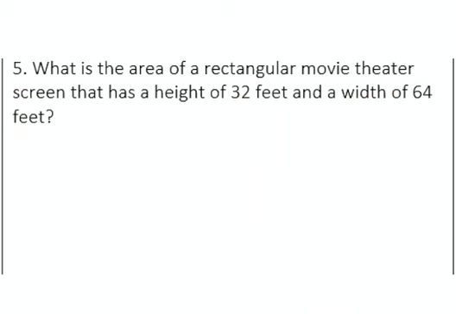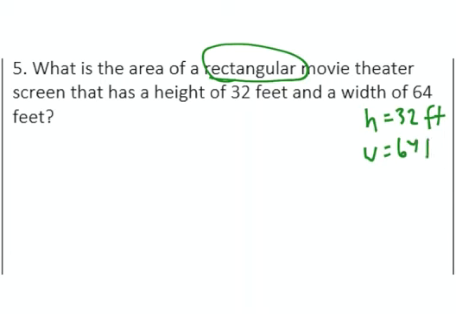So number 5 says, what is the area of a rectangular movie theater screen that has a height of 32 feet and a width of 64 feet? Good to know that we're talking about a rectangle. So we have a height of 32 feet and a width of 64 feet.